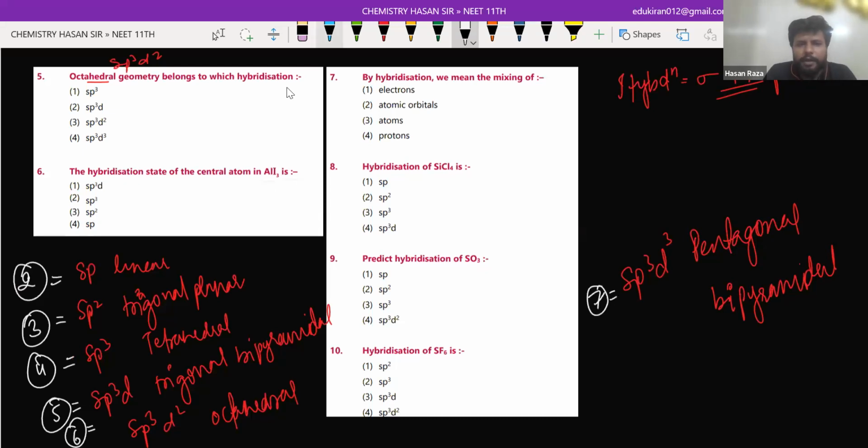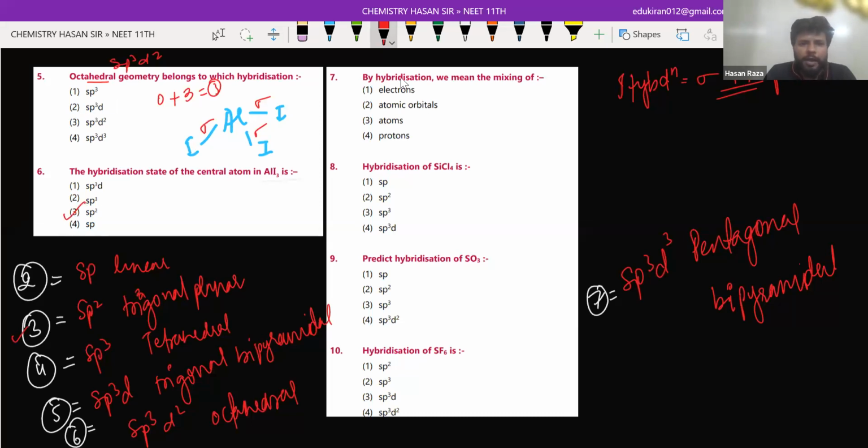Hybridization state of AlI3. You know, there are only 3 electrons in the outermost shell of aluminum, and all are busy in bonding. There is no lone pair. So lone pair will be 0, and all the single bonds are sigma bonds. So the sum turns out to be 3. So the hybridization will be sp2.